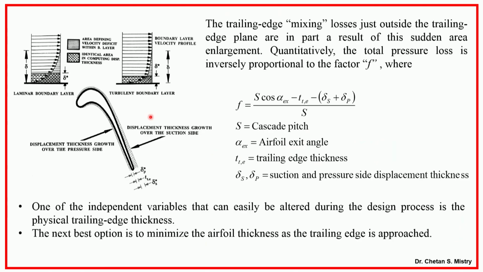In order to understand and calculate this, they have defined one parameter, the f parameter. That f parameter is calculated based on the exit angle, pitch, and trailing edge thickness. Here, this is the trailing edge thickness, this is the momentum thickness coming from the suction side, and this is the momentum thickness coming from the pressure side. Based on that, the shape of the trailing edge is decided.